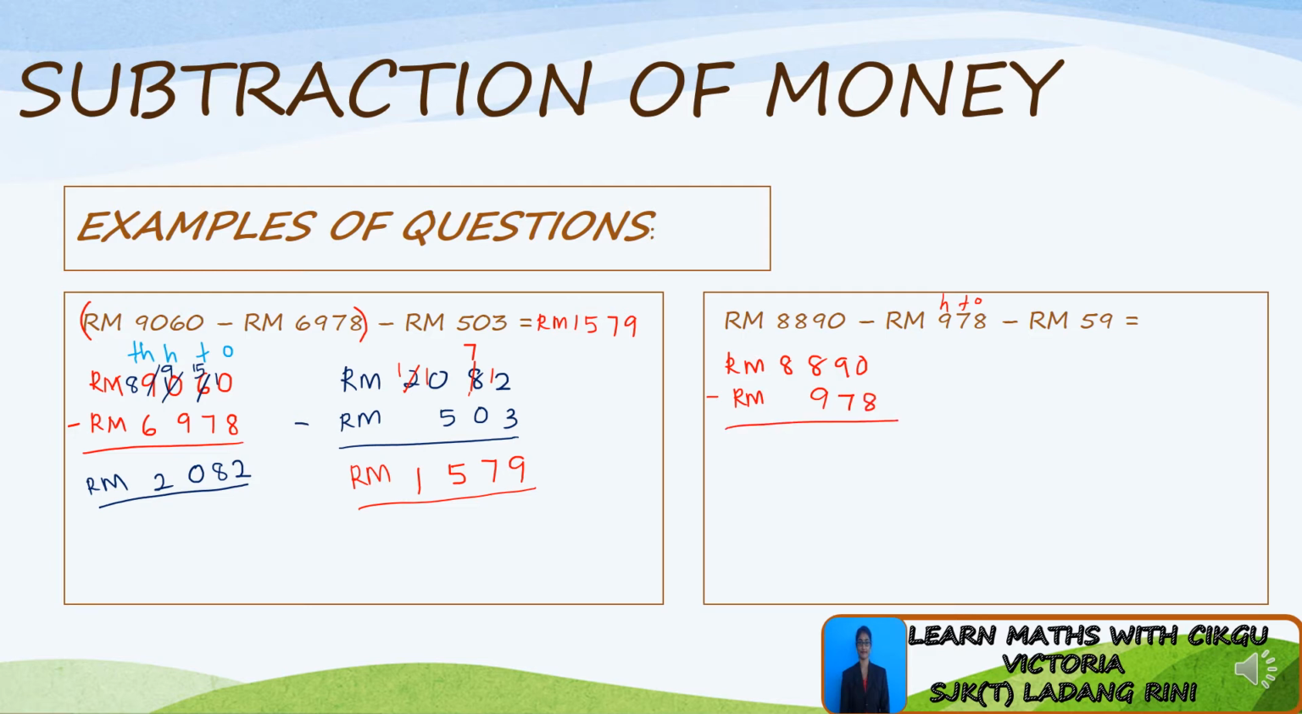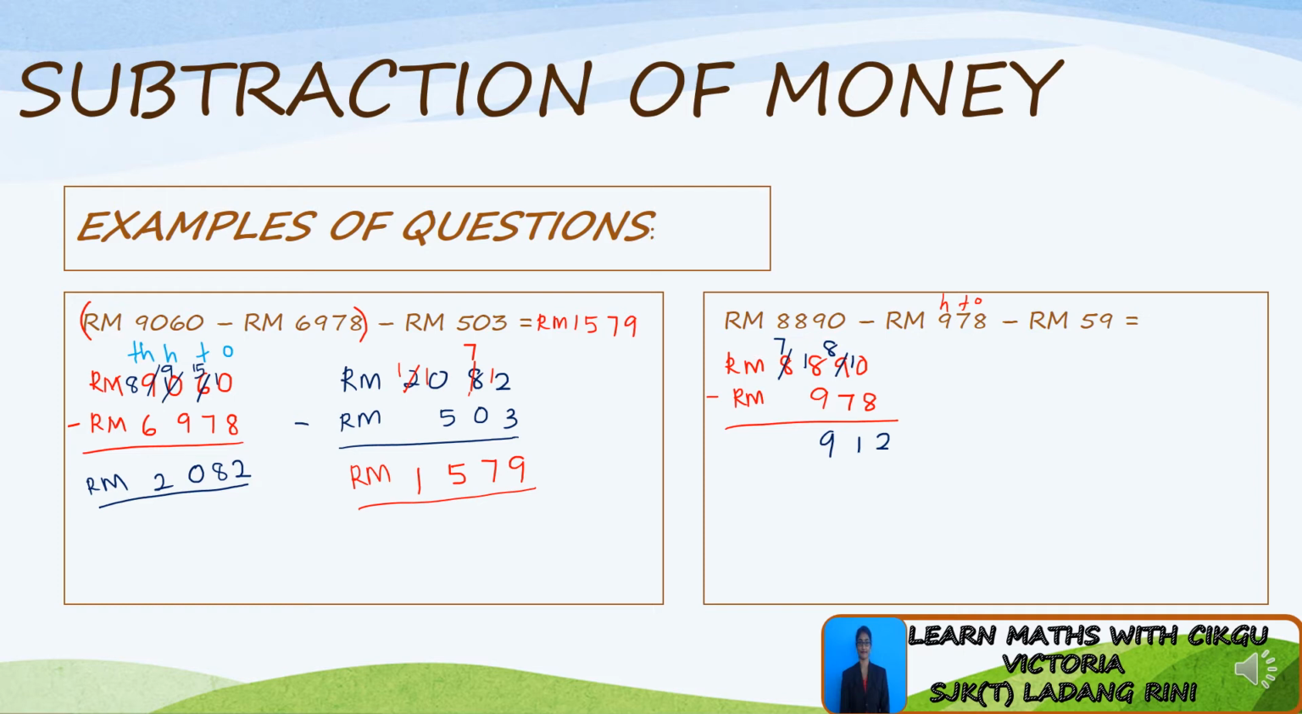978 ringgit. Okay, when you minus, you need to borrow from your friend, from your neighbor here. You borrow 1, the remaining is 8. So 10 minus 8 is 2. 8 minus 7 is 1. This 8 cannot minus this 9, because 9 is bigger than the 8. So you need to borrow from the neighbor in thousand place value. So the remaining in thousand place value is 7. 18 minus 9 is 9.